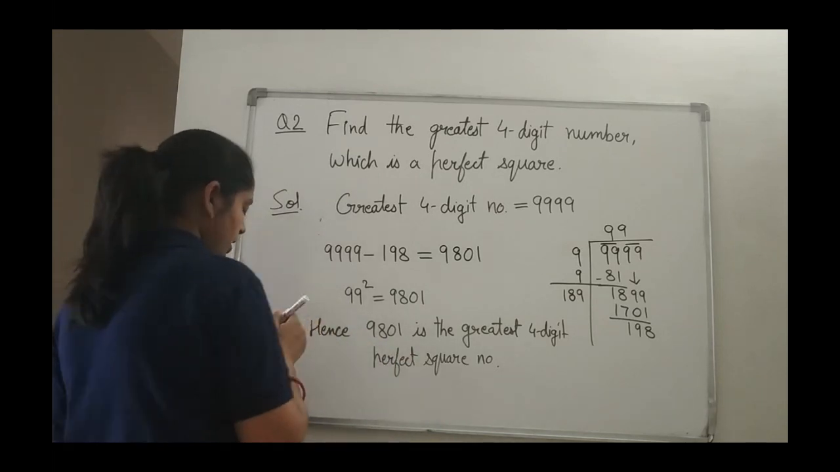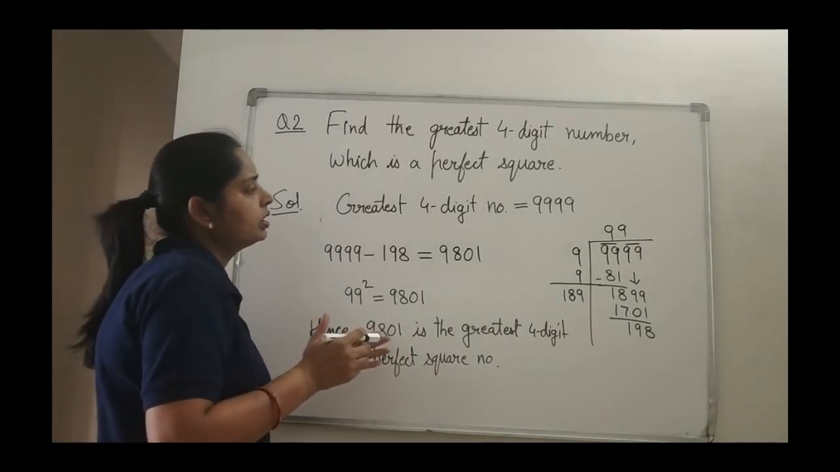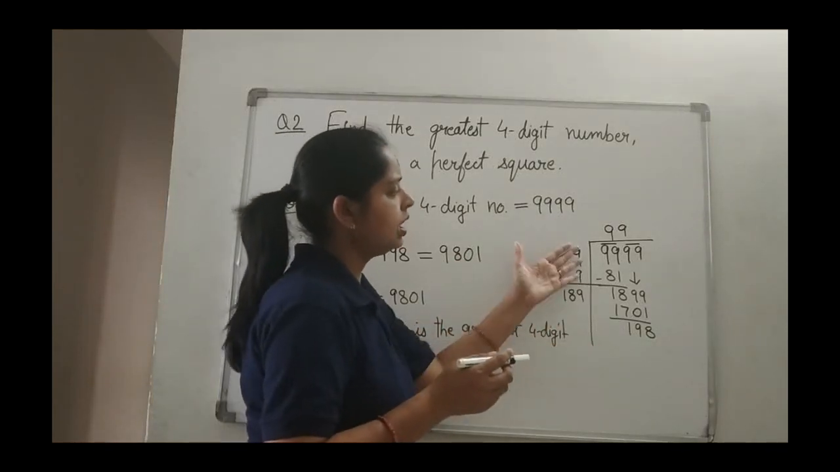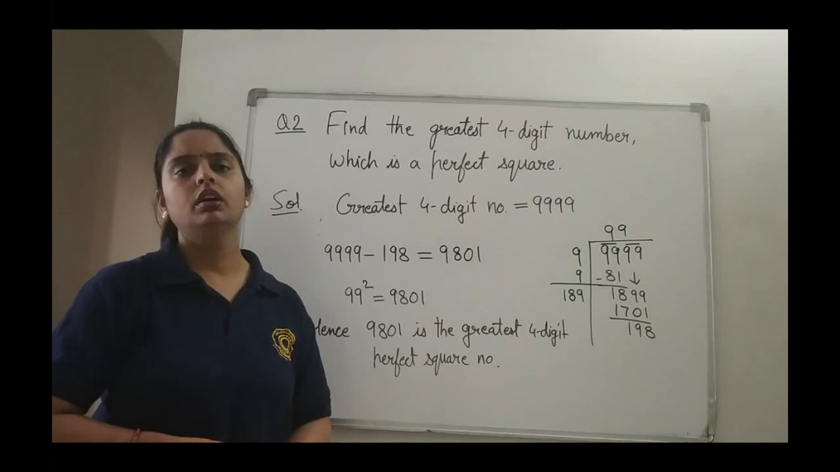Okay, so in this way we have to subtract a number from the given number to get the perfect square number. Okay, kindly go through the video properly and do the practice.